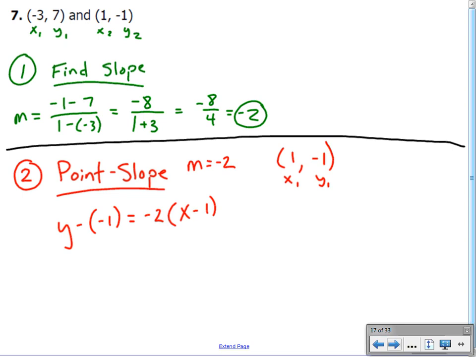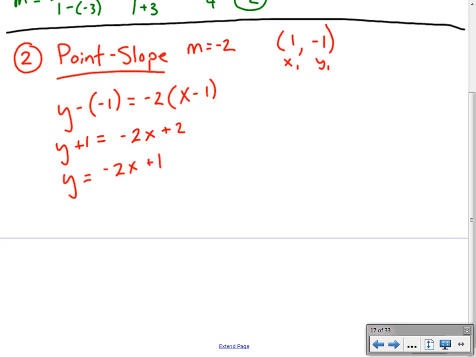Okay, so let's change this to y plus 1 here. Let's distribute. And then to get y by itself, we just subtract 1 from each side. So we get y equals negative 2x plus 1. Now, I want you to notice here that we started off in point slope form. But again, we solved, and our final product, our final equation, is in slope-intercept form.